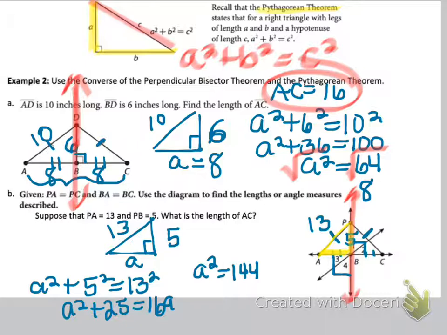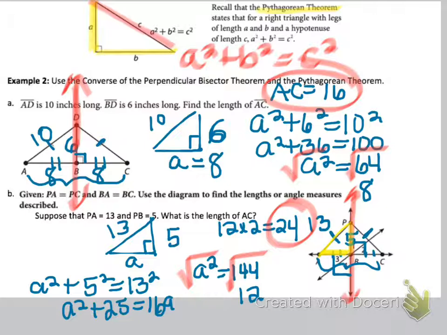And then to undo the squaring, I'm going to take the square root to find out what A is, and the square root of 144 is positive 12. So that means from A to B, that's 12, but they wanted to know the whole length from A to C, which would be 12 times 2, or 24 units long. So there's a couple examples of finding lengths using the converse of the perpendicular bisector theorem and the Pythagorean theorem.